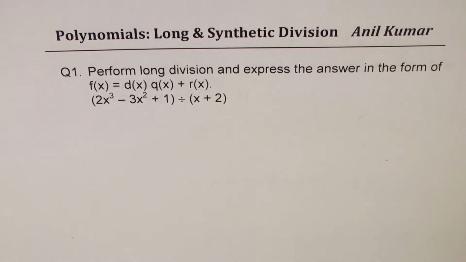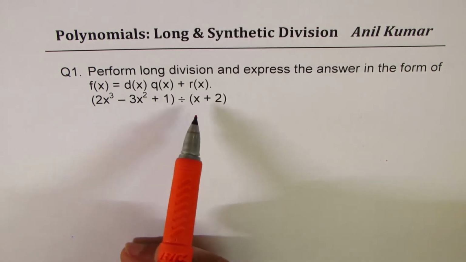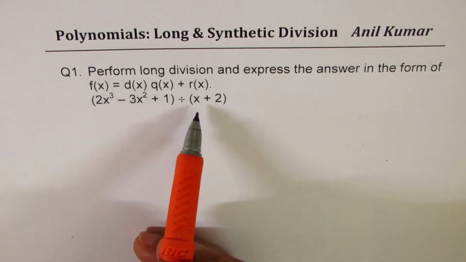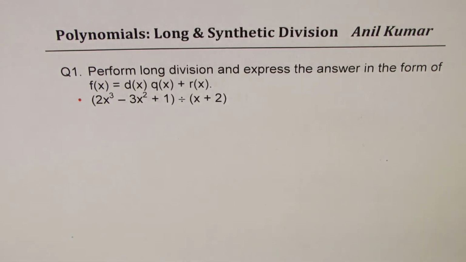Perform long division and express the answer in the form of f of x equals d of x times q of x plus r of x. Now, the f of x is the function which is being divided by the divisor d of x. You get quotient q of x and the remainder r of x. The function given to you is 2x cubed minus 3x squared plus 1, and the divisor d of x is x plus 2. Right? So that's the question which you need to do.